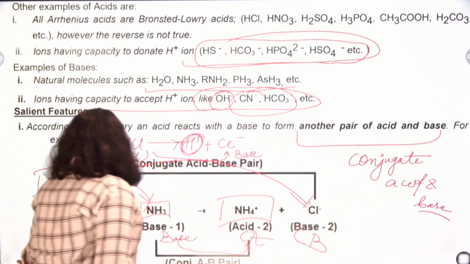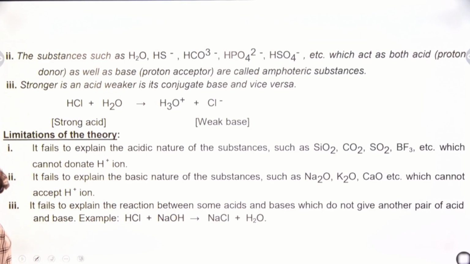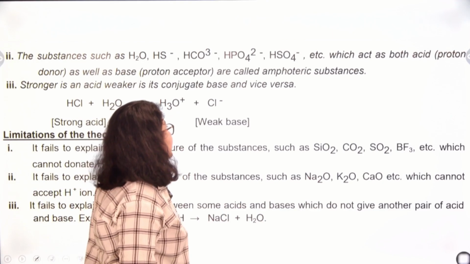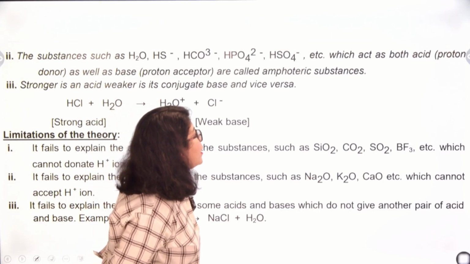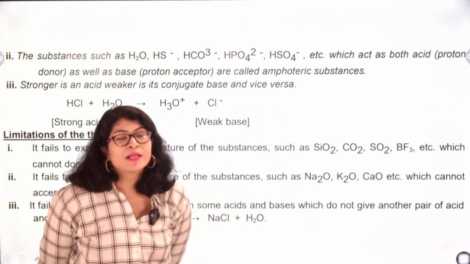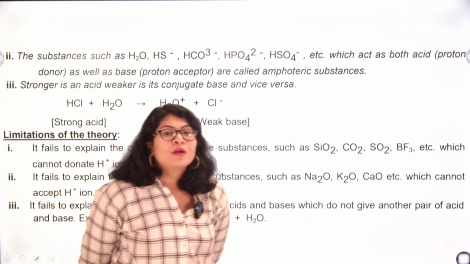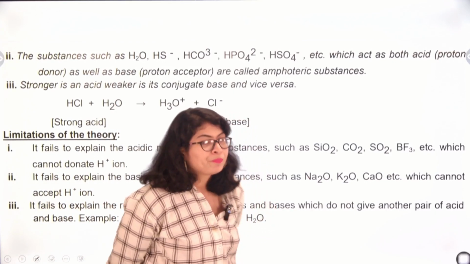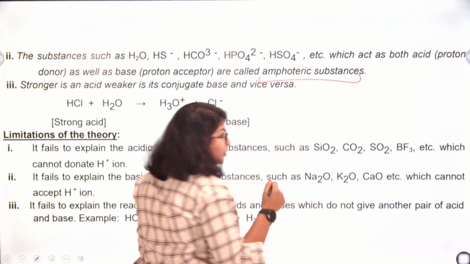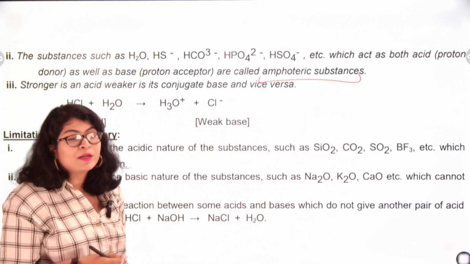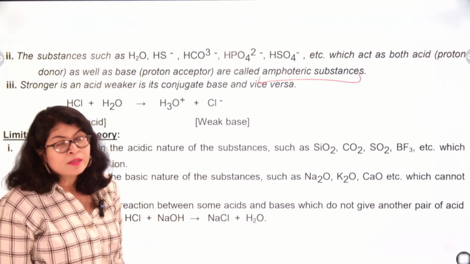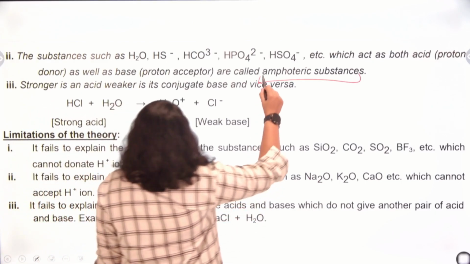Okay. Now the substances such as water, HS minus, HCO3 negative, HPO4 2 minus, HSO4 negative, which act as both acid donor as well as acceptor, are called amphoteric substances. Okay, those substances having the tendency to give off H plus and take up also similarly. Depending upon the situation, they can act as an acid or a base. Those are called amphoteric substances.